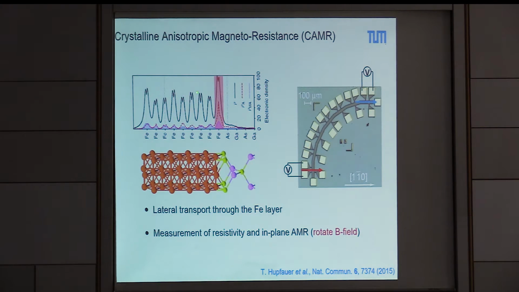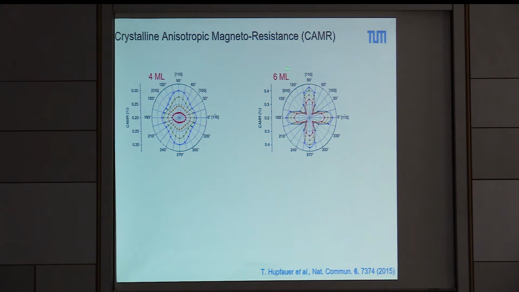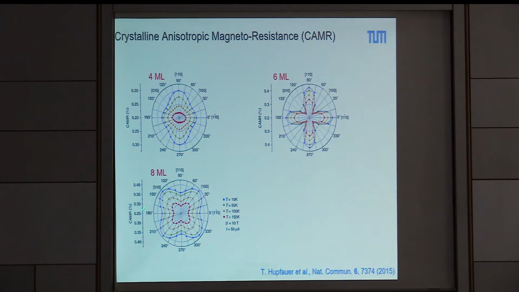So if you want to have this density of electrons dominating, we need to obviously make a very thin iron layer. If you do so, you can indeed see, in the crystalline contribution to the anisotropic magnetoresistance, the C2V symmetry. If you go slightly thicker, to 6 monolayers, you can see these two lobes don't have exactly the same height, but it's almost 4-fold symmetric.